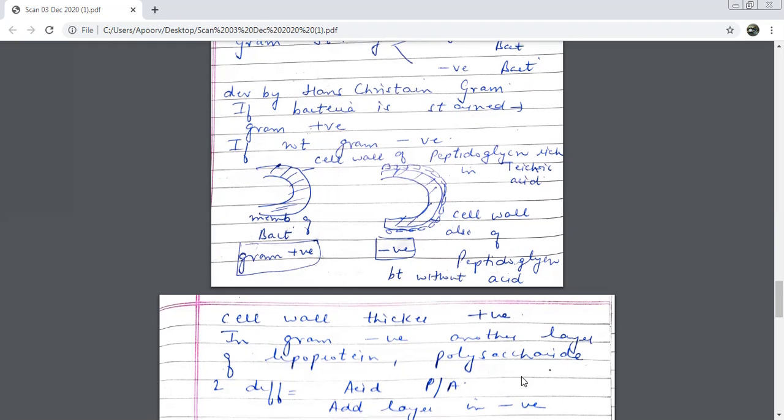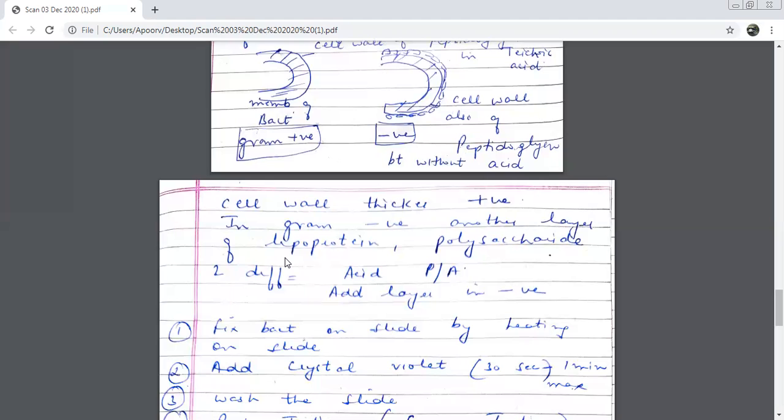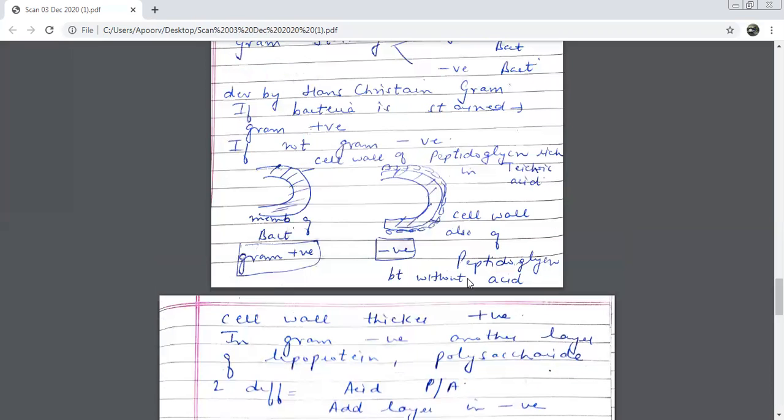Saccharides, and this one, lipoproteins and polysaccharide. Very good. Beta, that makes two membranes. The inner membrane is made up of peptidoglycan but without teichoic acid. And the additional outer one is made up of lipoproteins and polysaccharides. Remember this, because it will be useful later in staining.